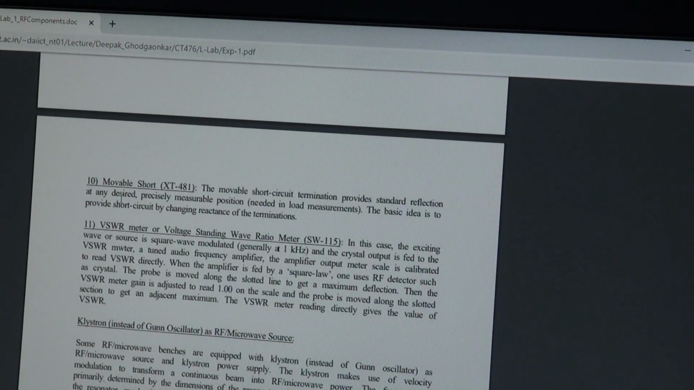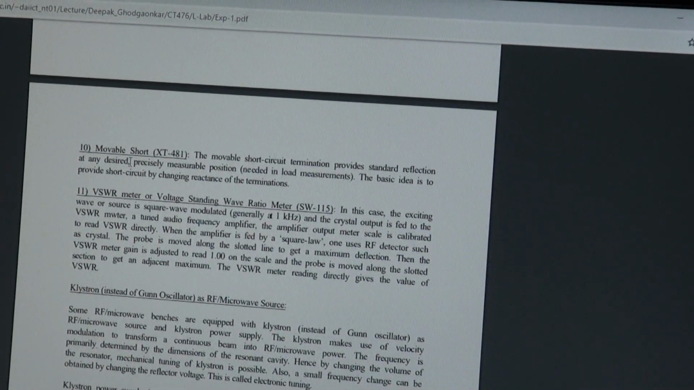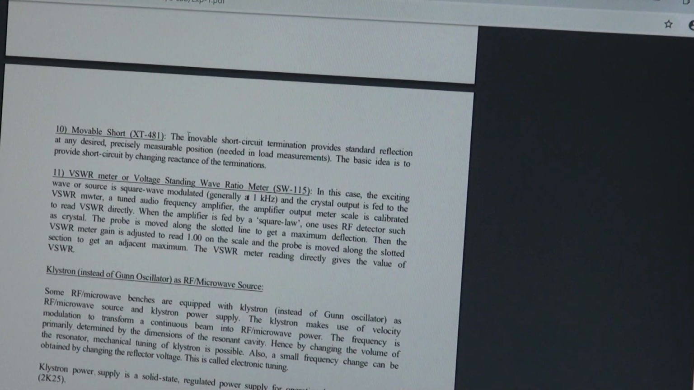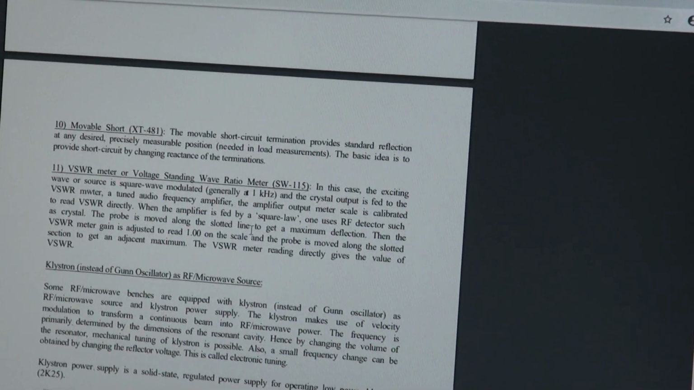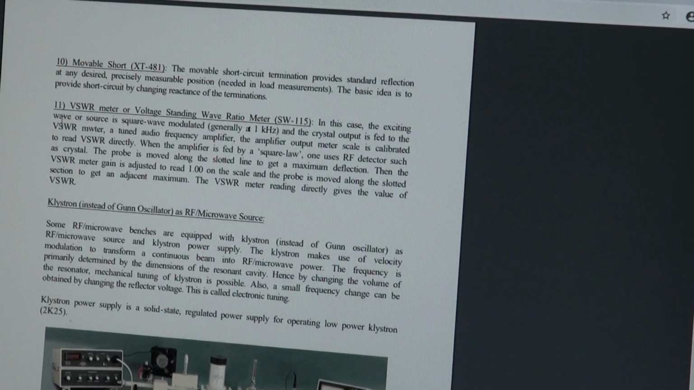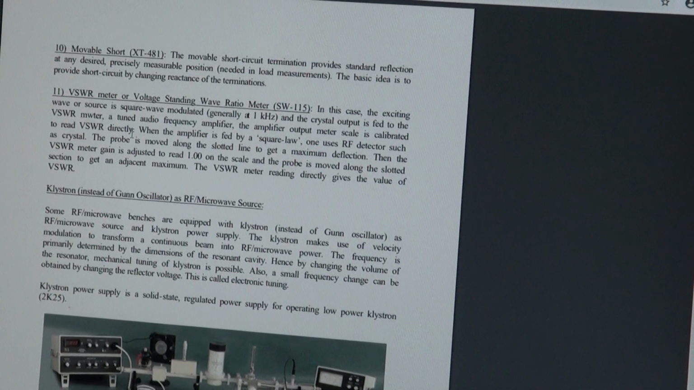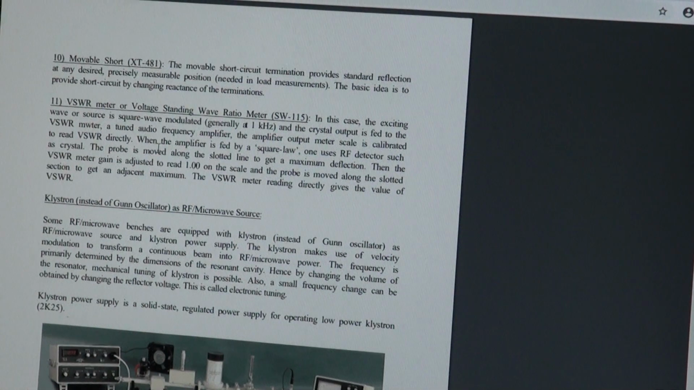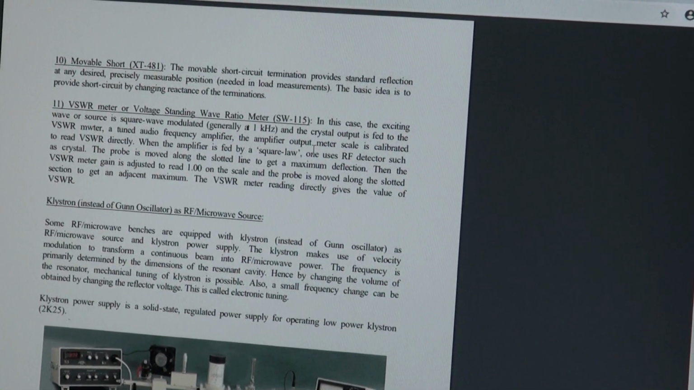And the 10th component is a movable short. And the description of the movable short is available in section 10. And the 11th is the VSWR meter, and the VSWR meter is used for measuring the VSWR, and the detailed description of that instrument is also available in section 11.